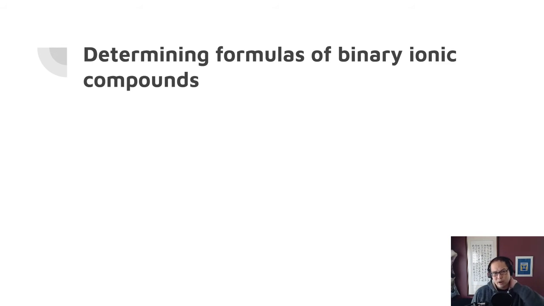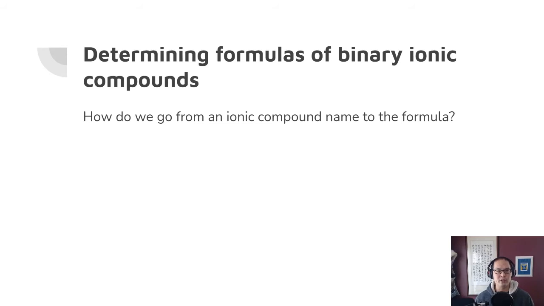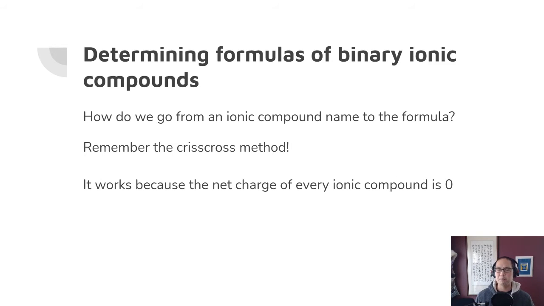All right, going the other way around, it's only slightly more complicated, but really not. If you're determining formulas of your binary ionic compounds, the question is, if I give you the compound name, how do you get to the formula? We actually went over this in chapter 7, I think it was, the crisscross method.